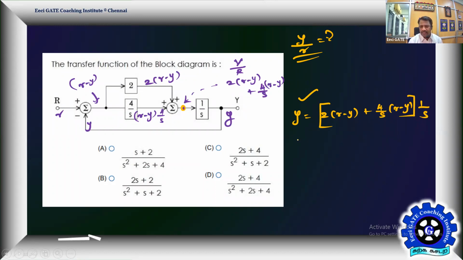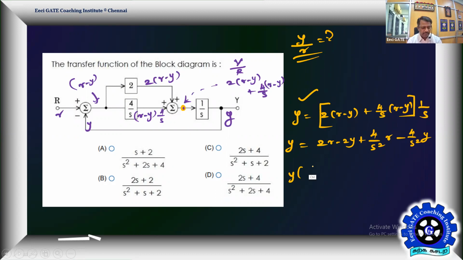So now let me make the expression fully a function of y and r. So expand this, you will get 2r minus 2y, plus 4 by s into r minus 4 by s into y. Take all y terms to the left side. Any mistake? Small check, I'm checking whether I committed any mistake. 2r minus 2y, 4 by s into r, into 1 by s, 4 by s into y. Okay, fine then.